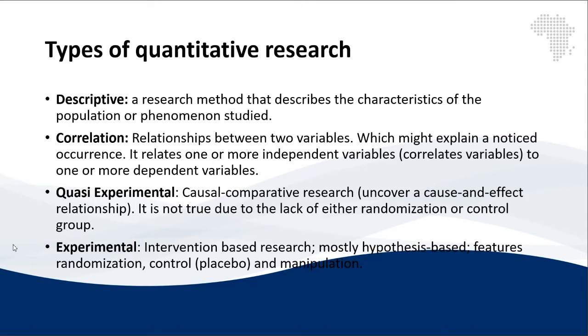Correlation involves finding or seeking to find relationships between two or more variables, which might explain a particular occurrence or phenomenon. It relates one or more independent variables to one or more dependent variables, because some experiments have more than one independent variable. So some research is quite big in that sense.